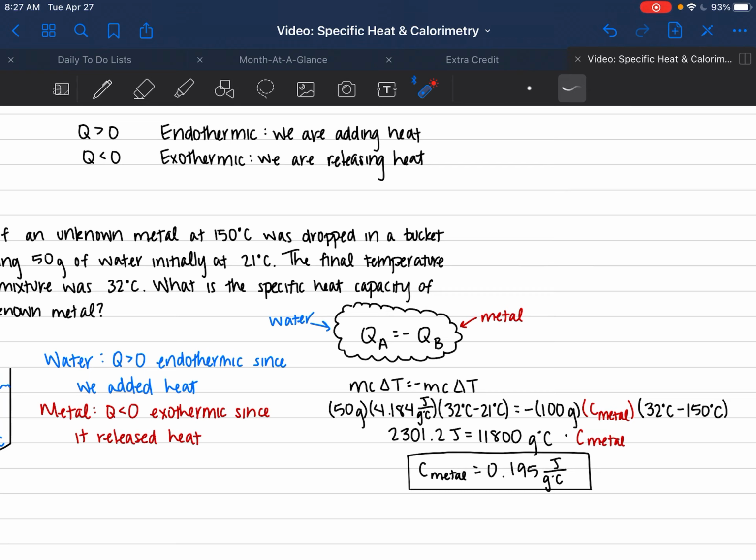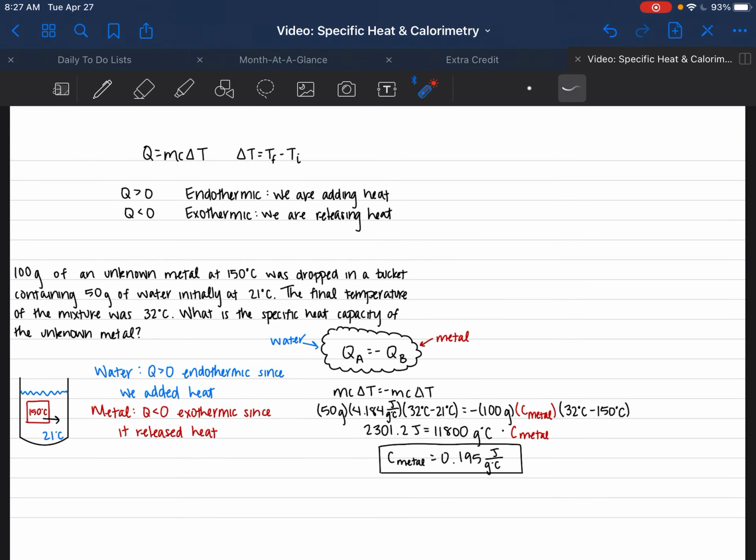You divide the left-hand side by that right-hand side, and your C of the metal, or your specific heat of the metal, is 0.195 joules per gram degrees Celsius. So I'm going to zoom out so you can see that. Take a second. I know this is a little bit more challenging than the first portion was. Take whatever notes you need to, and make sure that you understand it before we move on.